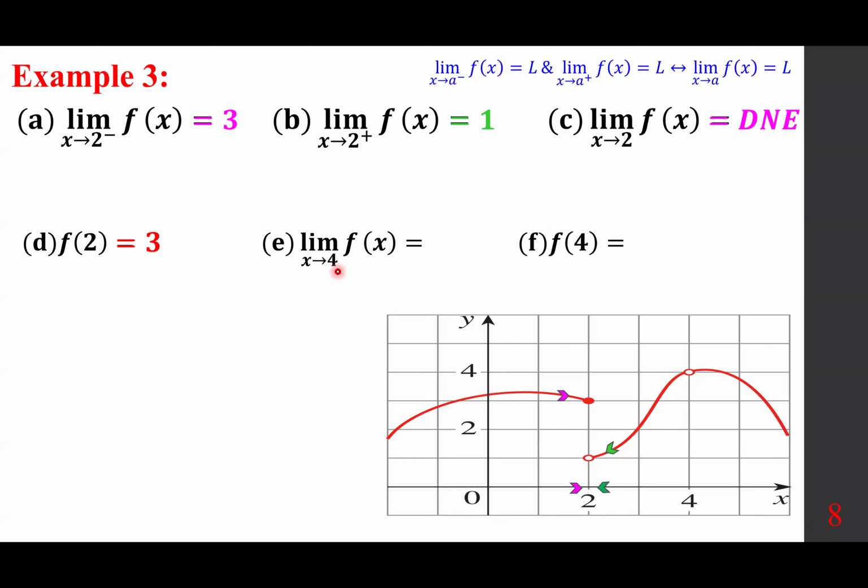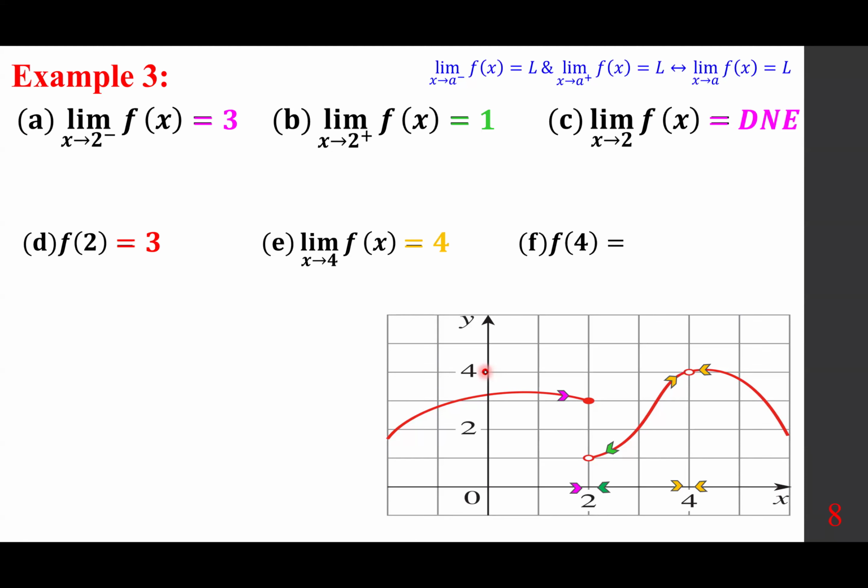Limit of f of x as x approaches 4. So number 4 is here. Approaching it from both sides. From this side, you approach this way. From that side, you approach this way. And both of them seem to be getting to this hole, which has a y coordinate 4. Therefore, the limit of f of x as x approaches 4 equals 4 because one-sided limits are identical.